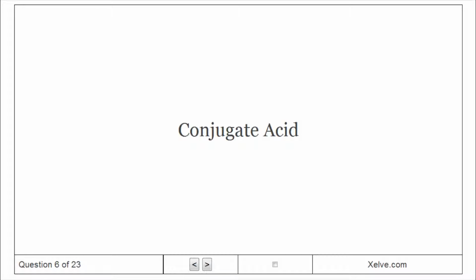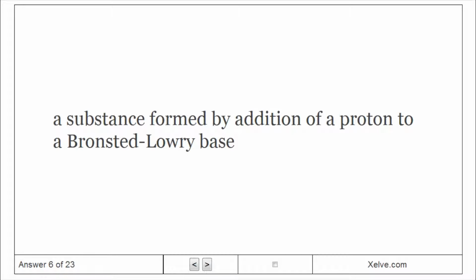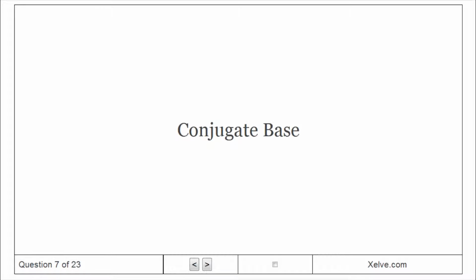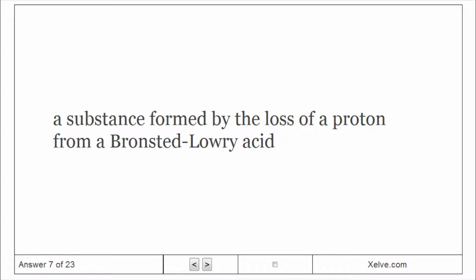Conjugate acid. A substance formed by addition of a proton to a Bronsted-Lowry base. Conjugate base. A substance formed by the loss of a proton from a Bronsted-Lowry acid.